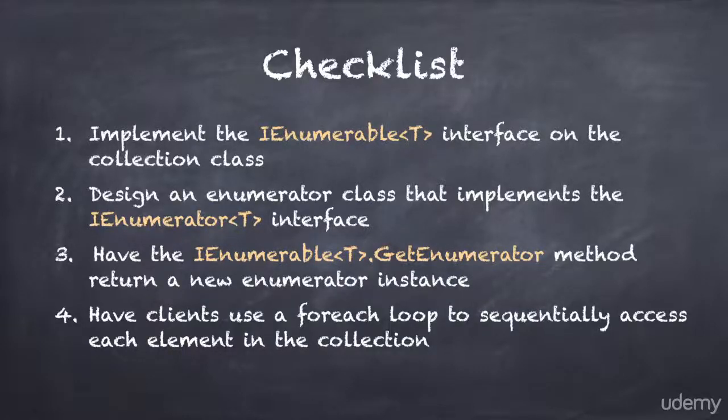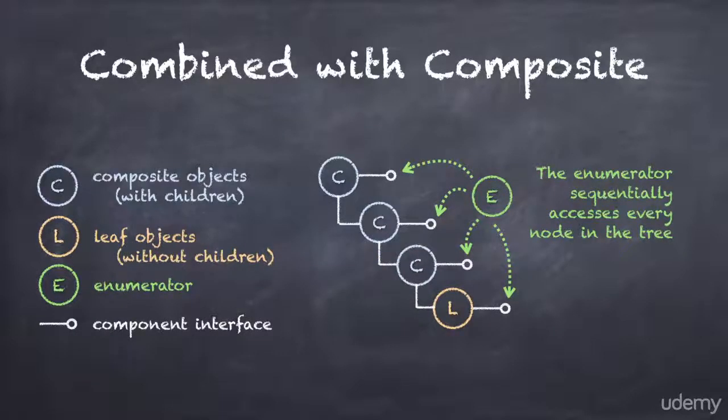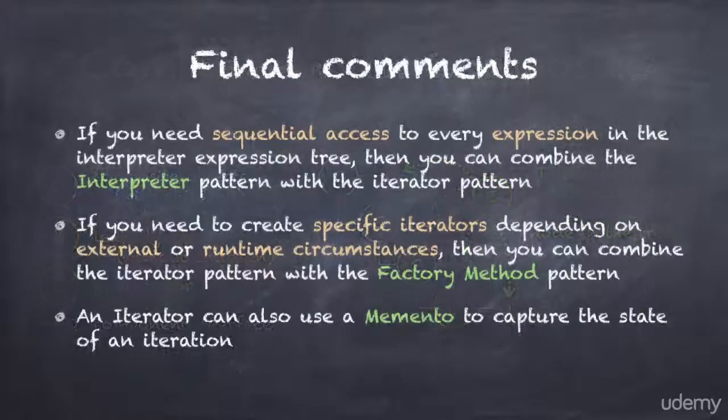And here are some final comments. By combining the composite pattern with the Iterator pattern, you add iteration support to a tree data structure. The interpreter pattern uses a data structure very similar to the composite pattern. If, for whatever reason, you need sequential access to every expression in the interpreter expression tree, then you can combine the interpreter pattern with the iterator pattern to make this possible.